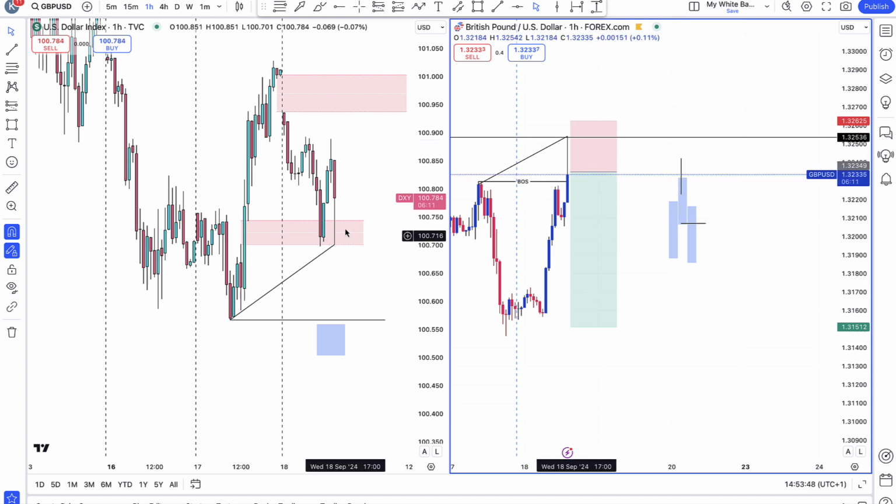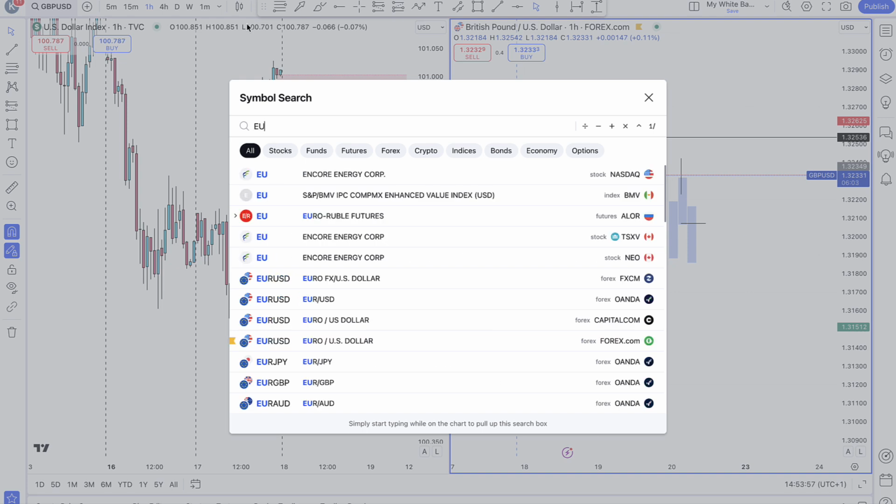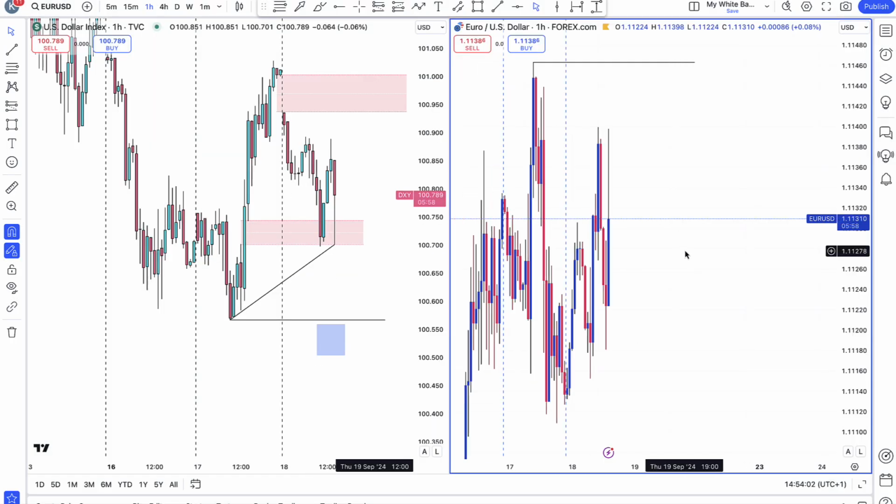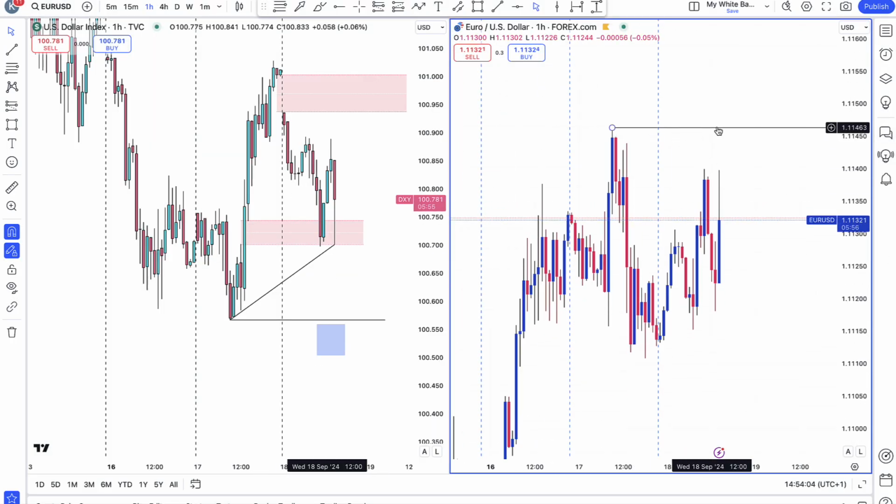You see how it is responding to this area, SMT divergence. So it's only GBPUSD that has done this, while EURUSD is still within the correlation. All right, no higher high. You see it? No higher high.